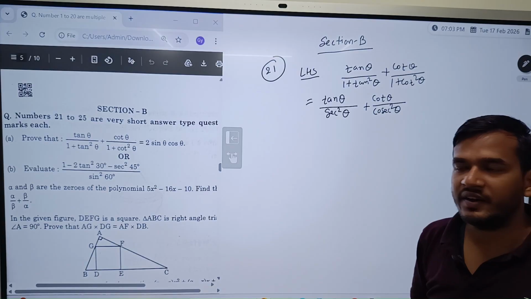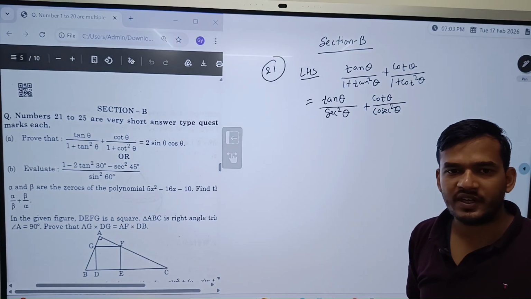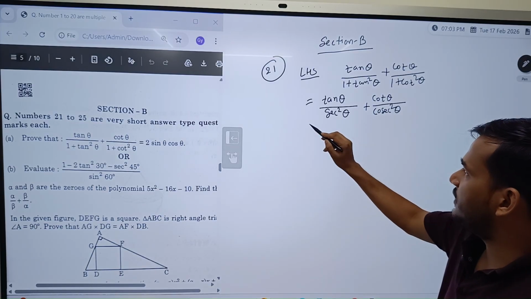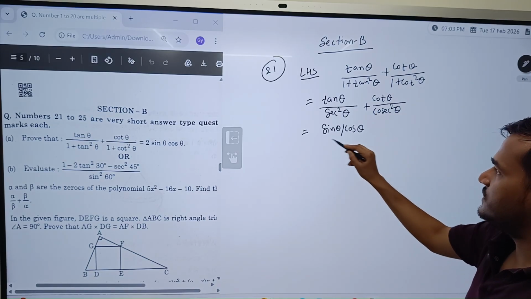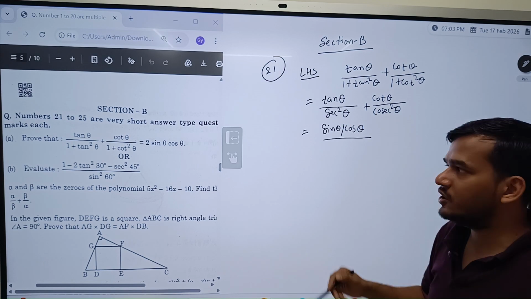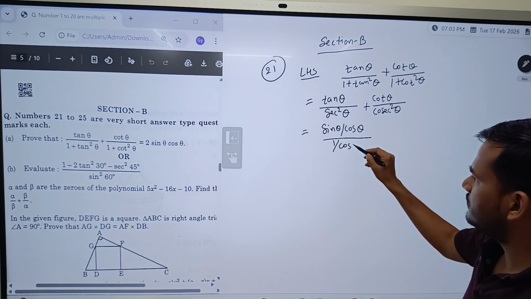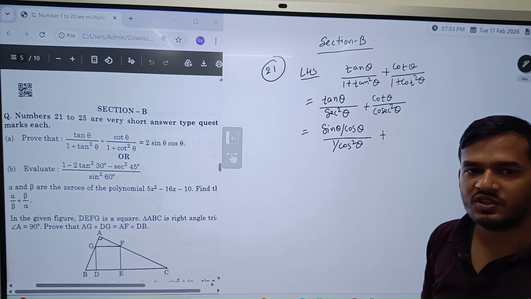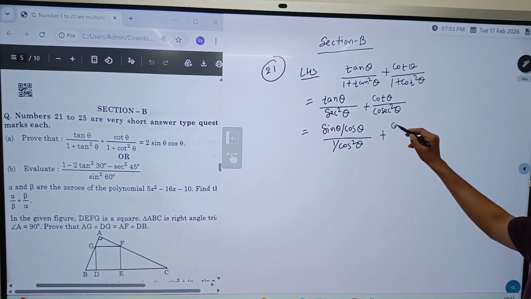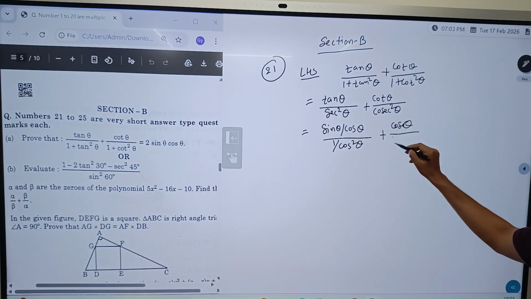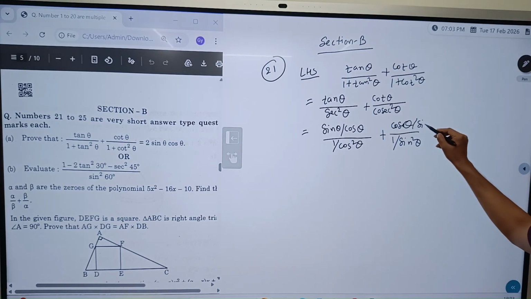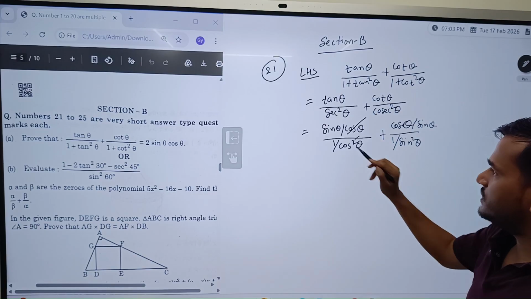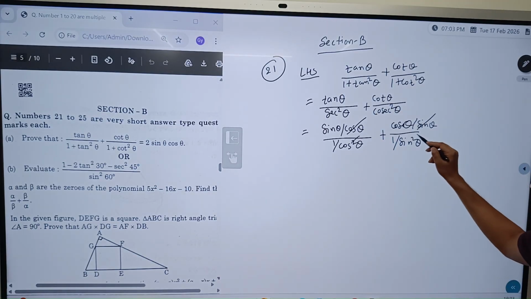Now we will substitute tan theta and sec theta, cot theta and cosec theta in sin and cos. So tan theta is sin theta upon cos theta. Sec square theta is 1 upon cos square theta, and this cot theta is cos theta upon sin theta, and cosec square is 1 upon sin square theta. So this one cos will be cancelled and one sin will also be cancelled.